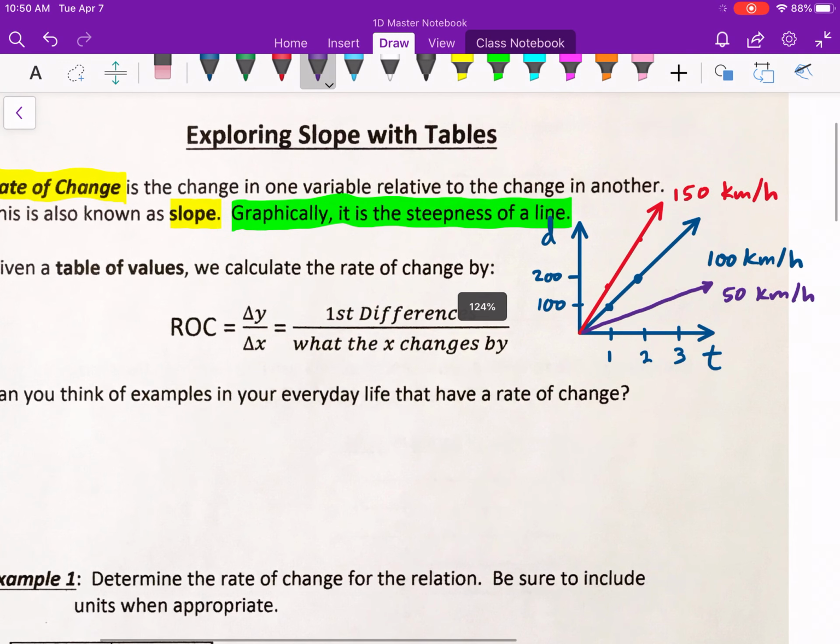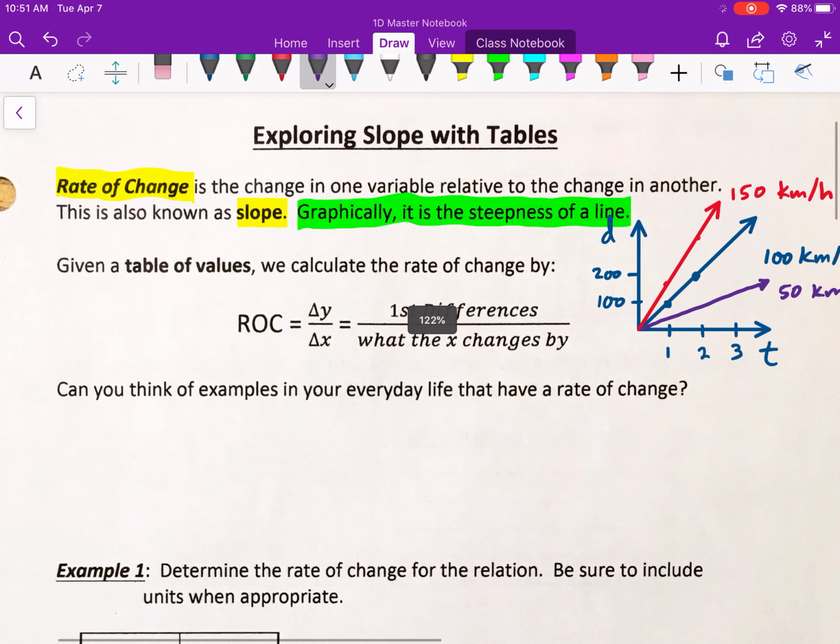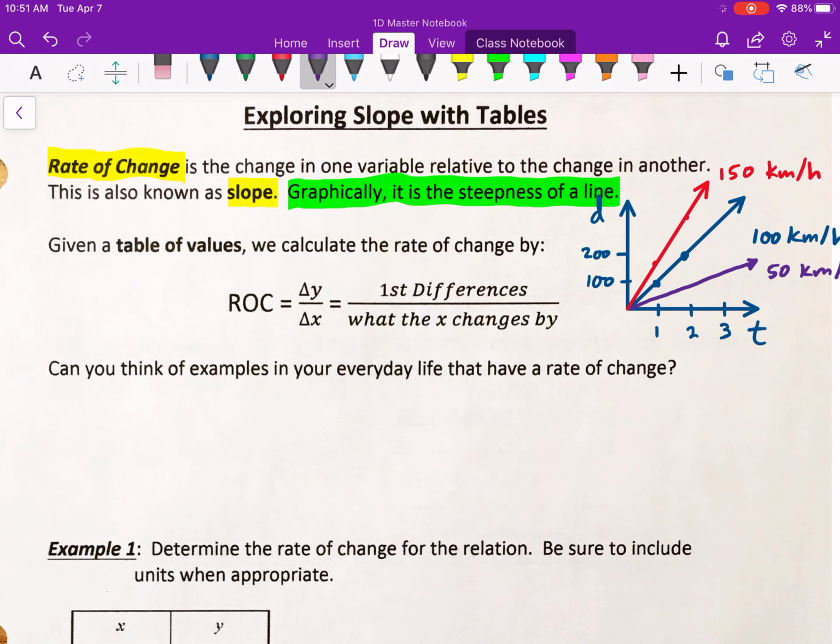So this idea of rate of change doesn't just apply to distance and time. It can apply to all kinds of different things. And so that's what we're going to be working with for the next little while. And we're not going to be really working with graphs today. I just use that for an example. Today we're going to be really talking about how we can recognize rate of change using tables.